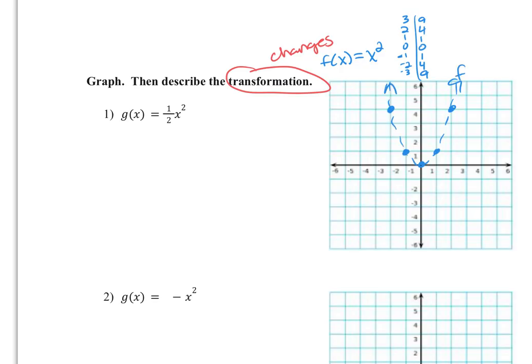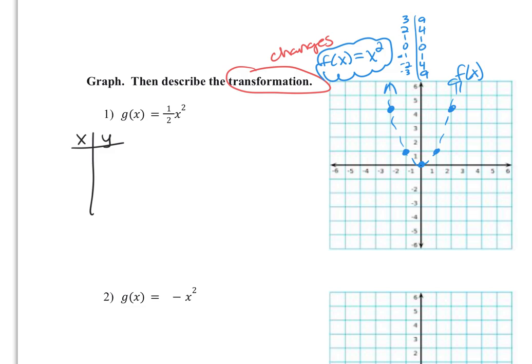And we're going to label it f of x, okay? That's always our parent function. That's what every function for quadratics starts out as, and then we have these transformations that happen. So I can already say this is different because this has a 1/2 in front of the x squared. So let's go ahead and make a table of values, and we'll kind of try and do the same thing.